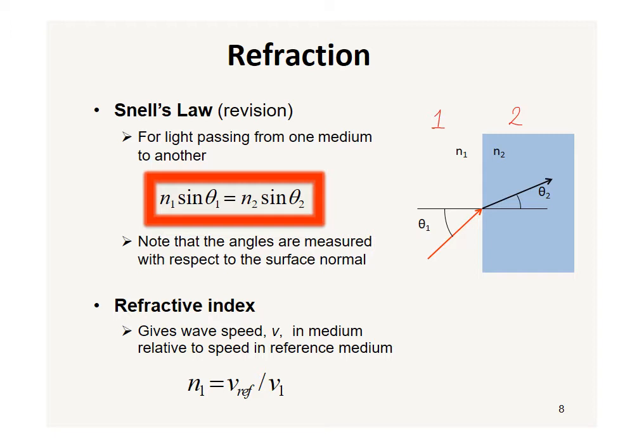So why does it occur? The reason it occurs is because the light is changing speed. In this case the light is traveling at speed v1, and on the other side it has changed speed. It's traveling at a speed v2.